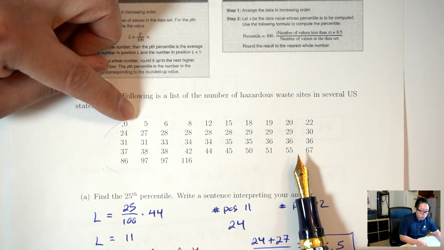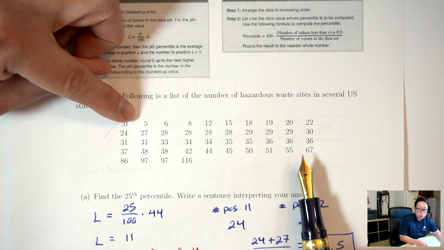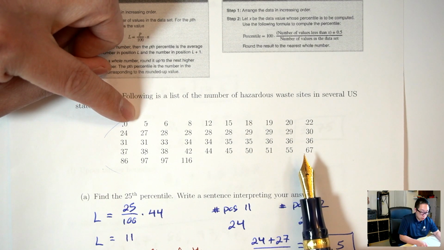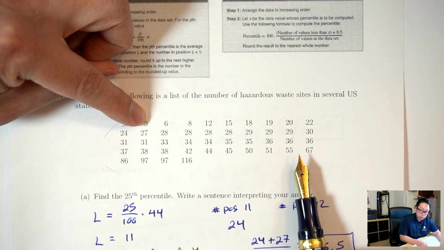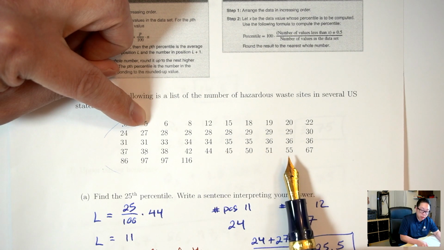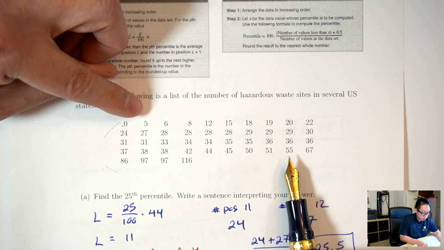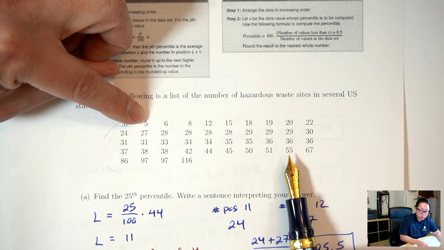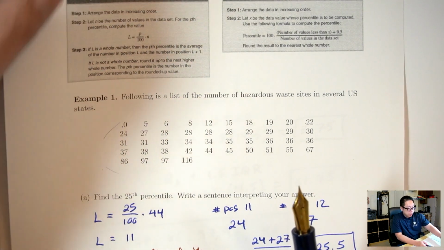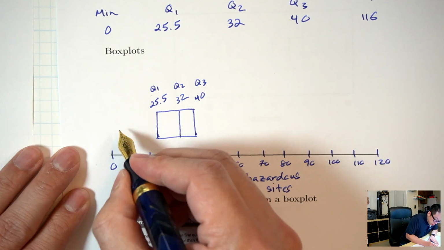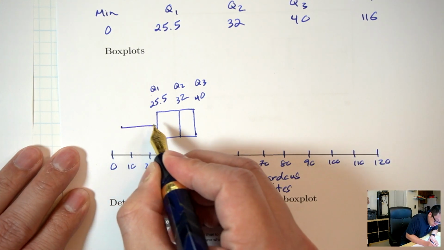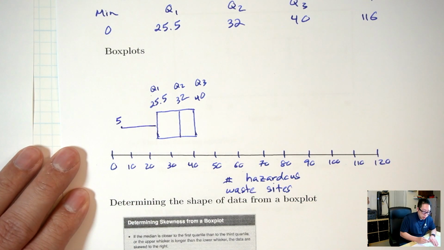So the lower, you're going to go up to the next data value. So you're going to go up to the 5. The upper, you're going to go down to the next data value. So you're going to go down to 55. So my whiskers will go to 5 on the low end and 55 on the high end. Okay, so on the low end, it's going to go to 5, which is right here. Upper end, we set to 55.